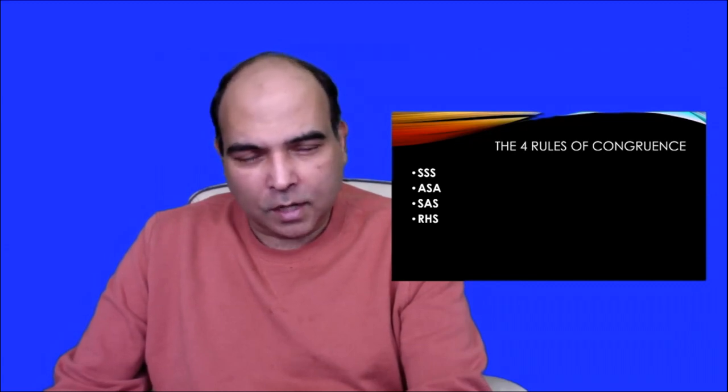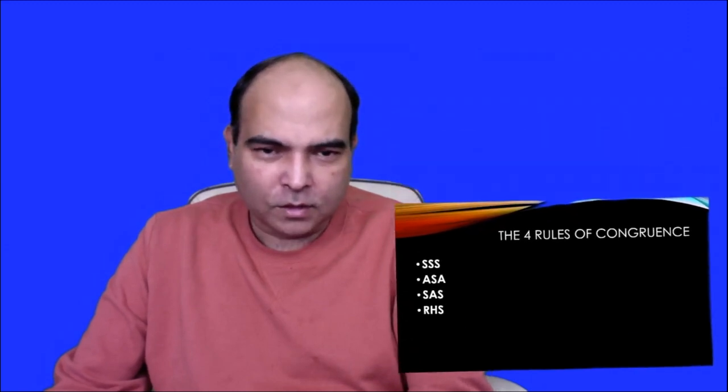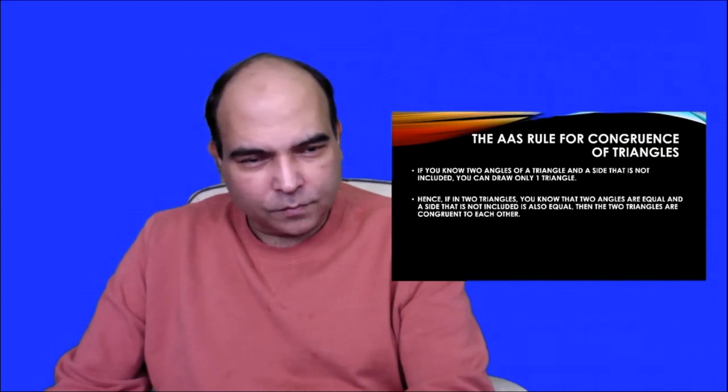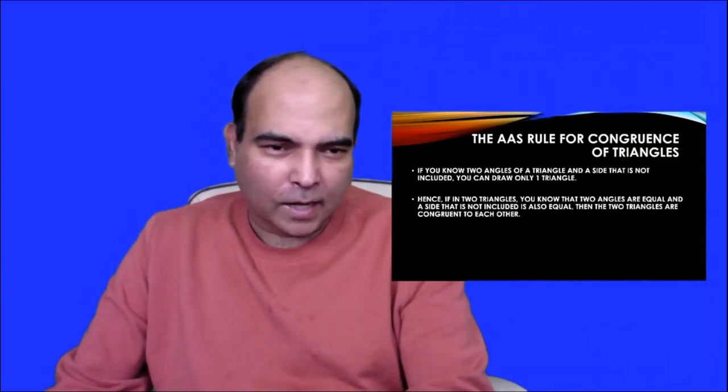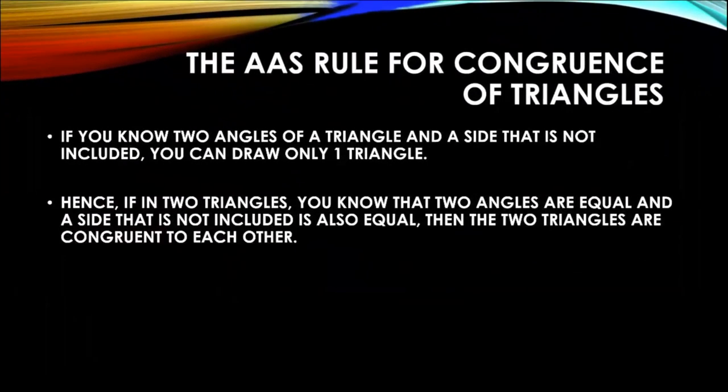The class 9th NCERT book also starts with a discussion of these rules of congruence. And once these rules of congruence are done, they introduce another rule of congruence, which they call the angle angle side rule of congruence. It's different from the ASA rule, and it says that if you know 2 angles of a triangle and a side that is not included, then you can draw only one triangle through that. Hence, if in 2 triangles 2 angles are equal and a side that is not included is also equal, then the 2 triangles would be congruent to each other.